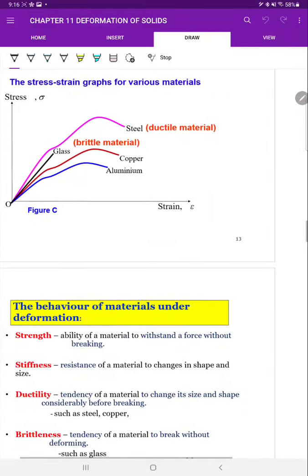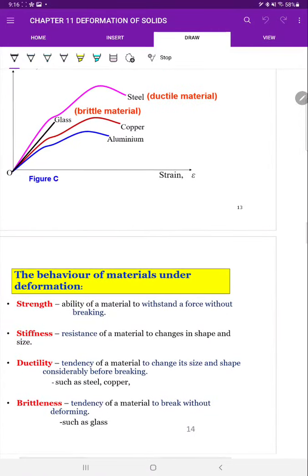So kat sini kita ada behavior of material. Strength, kekuatan. Stiffness is the resistance of material to changes in shape and size. Stiffness, kekerasan. Ductility is kemuluran, meaning the tendency of material to change its size and shape considerably before breaking.